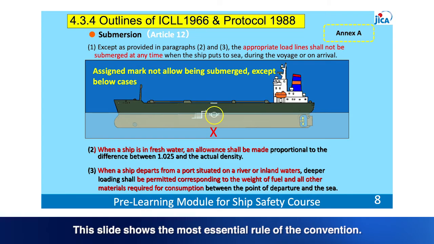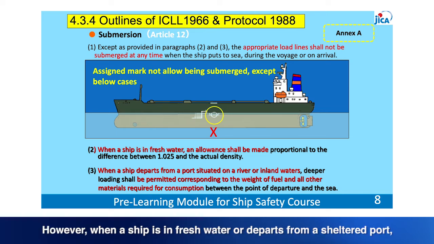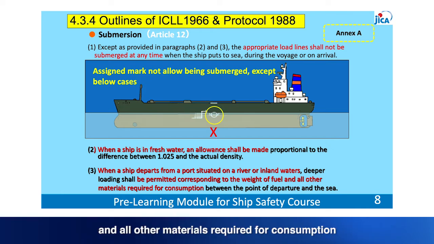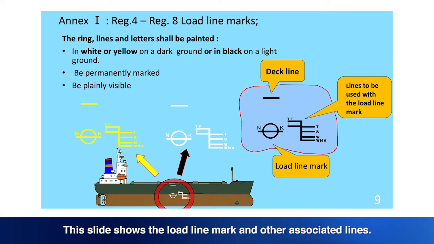This slide shows the most essential rule of the Convention. The appropriate load lines shall not be submerged at any time when the ship is put to sea, during the voyage or on arrival. However, when a ship is in fresh water or departs from a sheltered port, deeper loading is permitted corresponding to the weight of fuel and all other materials required for consumption between the point of departure and the sea. This slide shows the load line mark and other associated lines.